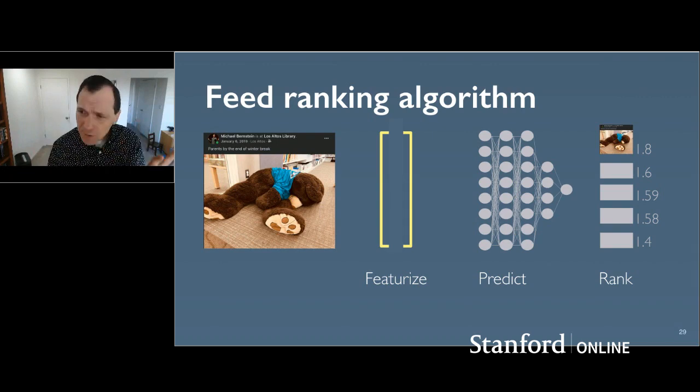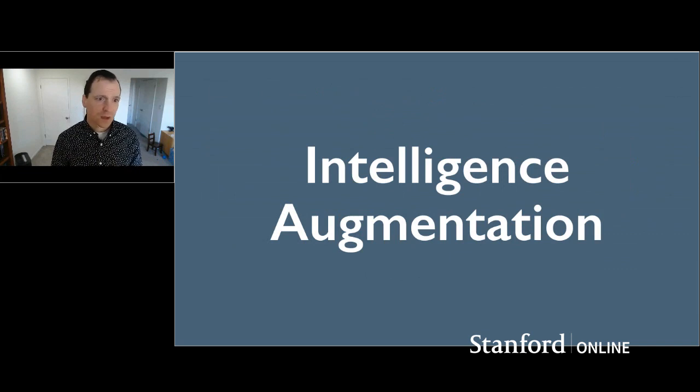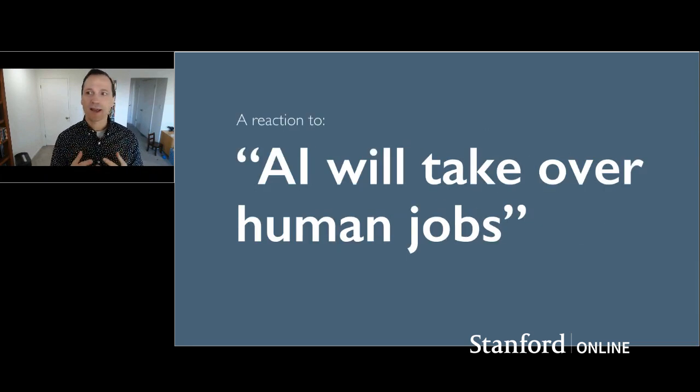Okay, so that's a ton of examples. What is this all about, really? I'm gonna use this term intelligence augmentation. I like the term because it's an inversion of AI, literally. So when we talk about AI or artificial intelligence, this is the opposite, IA, intelligence augmentation, which is really a reaction to this notion that AI is just going to take over all our jobs, right?